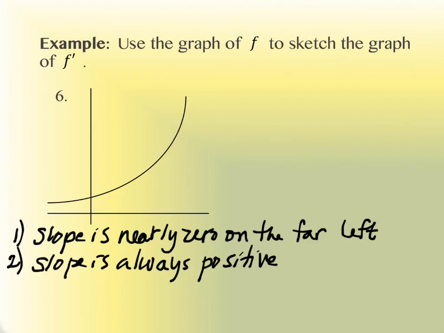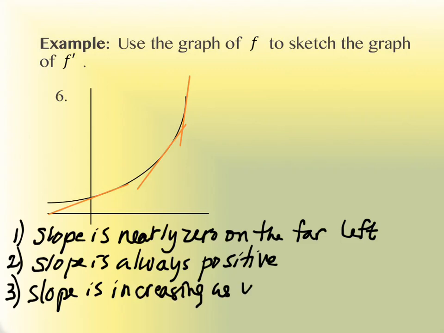It's increasing, isn't it? So if I were to draw in a couple of tangent lines to give us a point of reference, here's a tangent line, and then here's a tangent line, and then here's a tangent line. What can you tell me about the slopes of those lines? They're increasing, right? So the slope, this is like a number 3 feature. The slope is increasing as you move to the right. Or you could say as x approaches positive infinity, or something like that if you'd like.